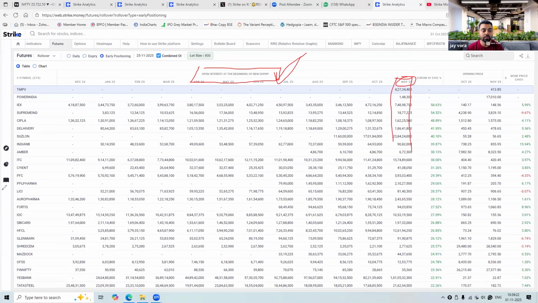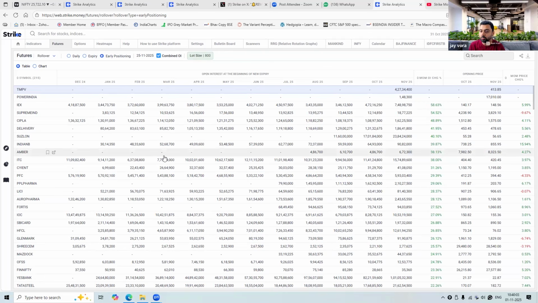And it tells you what people are thinking about that stock, because if the stock is going down and the open interest was this, let us take an example of IEX over here. What this indicates is that in the past, the October starting rollover was 4 crore 72 lakh shares, and now it is 7 crore 48 lakh shares. That is a jump of 58%, and you're seeing a month on month price change of 6% as well, right? So that means people have carried forward their long position.